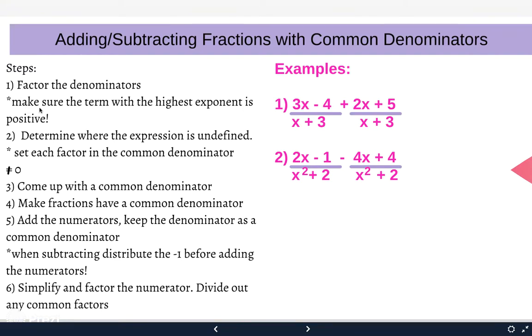And don't forget, you need to make sure the term with the highest exponent is positive. And remember, if it's not, what do you have to do with it? Holy hot dog, you guys are so smart. You do factor out a negative to make it positive.